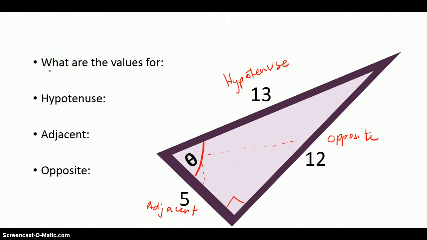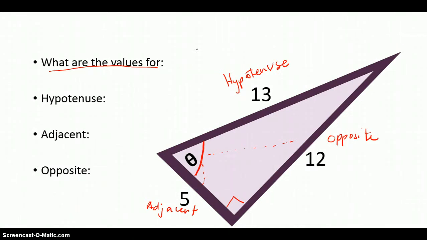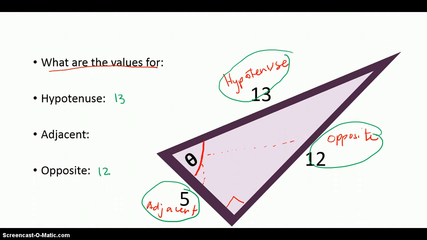So the question says, what are the values? So we still need to state these values. We need to make sure that we answer the question. So for the hypotenuse, the value is 13. The opposite in this case is 12, and the adjacent for this particular triangle is 5.